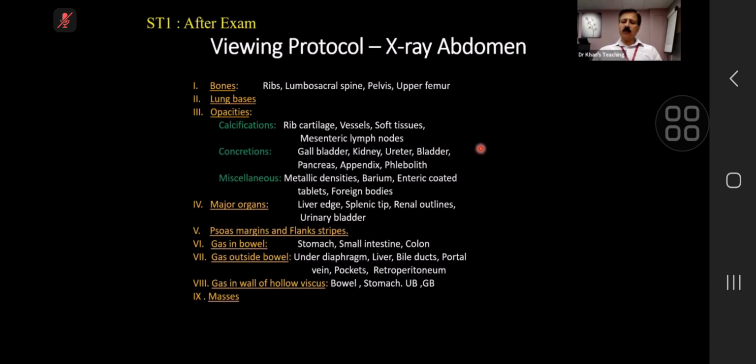Okay, ST1s, after the exam, which is after October, we will go into a phase where we'll go back to the basics and go back into details. So today, for example, I'm not going to teach you how to read an X-ray abdomen. All ST4 know it, but I am sure ST1s don't know it as well. So we'll go back and we will design some curriculum for ST1 level. So this is the protocol to see a plain abdomen.